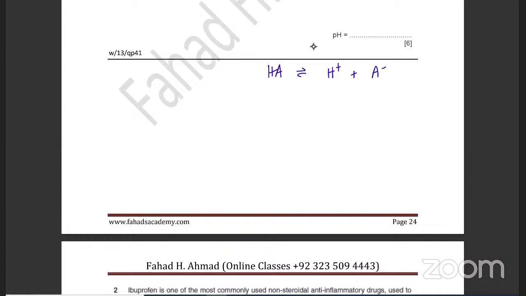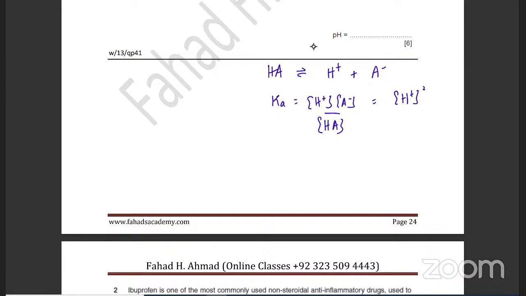Okay, that's it. K is product over reactant, right? So it's H+1 concentration into A-1 concentration over the acid concentration. In simple words, you can just write it as H+1 squared.